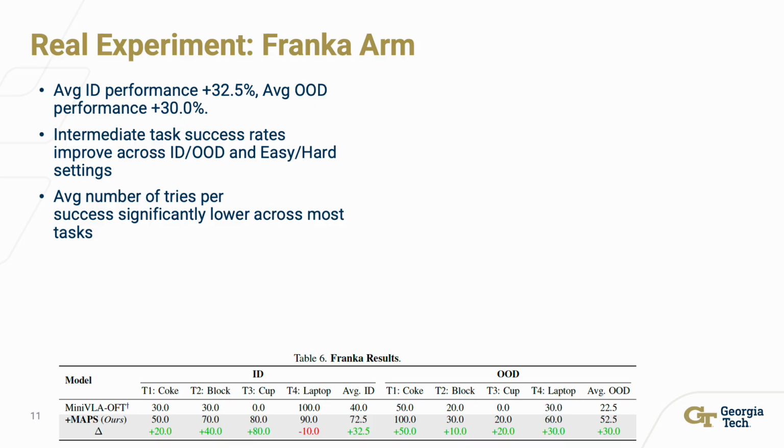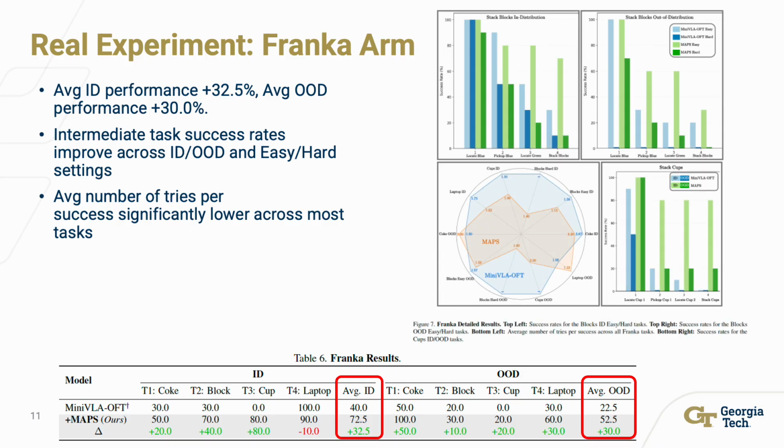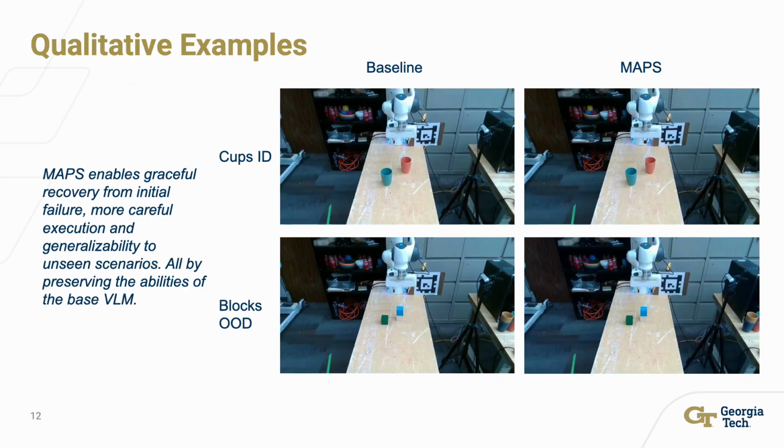Finally, on Franka, MAPS improves average ID by 32.5% and average OOD by 30%. We hypothesize that MAPS demonstrates more marked improvements on the real-world setting due to even greater data sparsity, which exacerbates the overfitting issue on vanilla fine-tuning. Beyond task success, MAPS improves intermediate task success and decreases the number of retries per success.